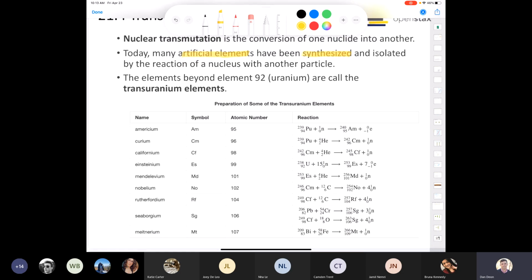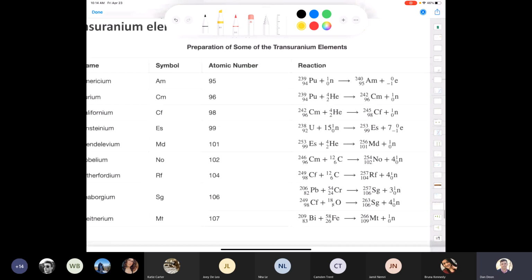The elements beyond uranium are called the transuranium elements, or again, sometimes artificial or synthetic elements. And you see a bunch of them here, like americium, curium, californium, einsteinium, mendelevium, nobelium, rutherfordium, seaborgium, and the last one. So anyhow, how do you make these synthetic elements? They have these really high atomic numbers.